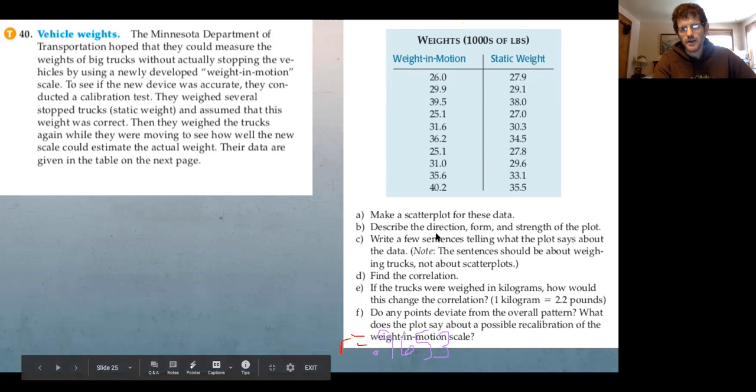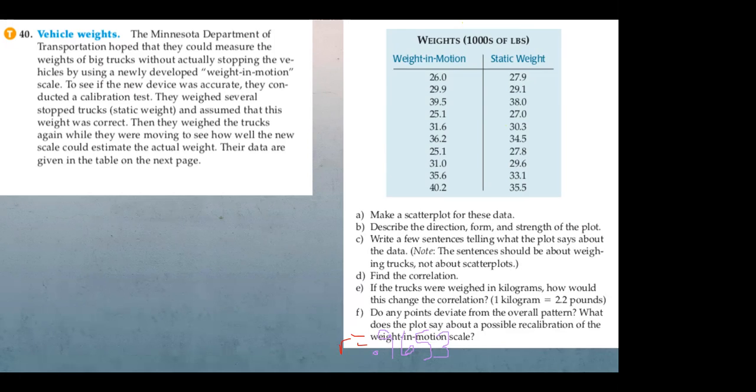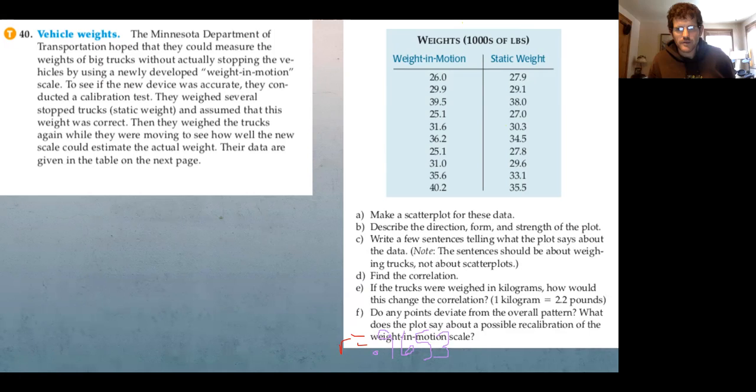Okay, so if we called it positive, and let's say we called it linear, would you call it strong, medium, or weak? Probably strong. Strong. Okay, there we go.